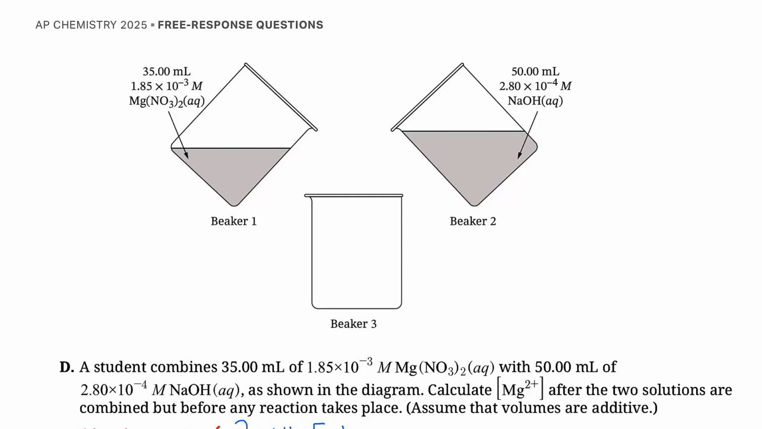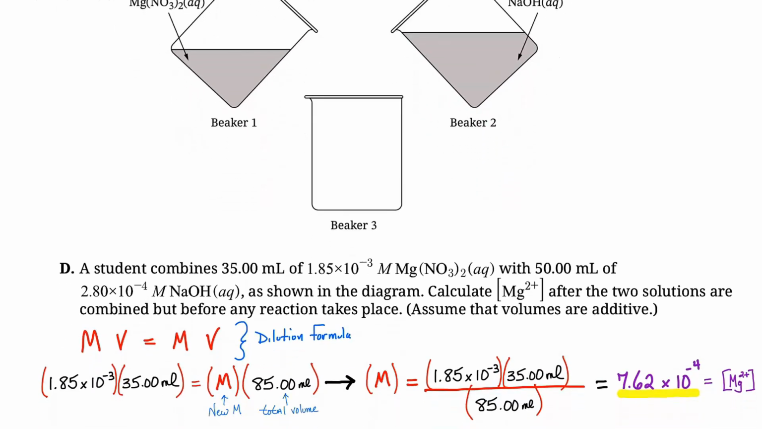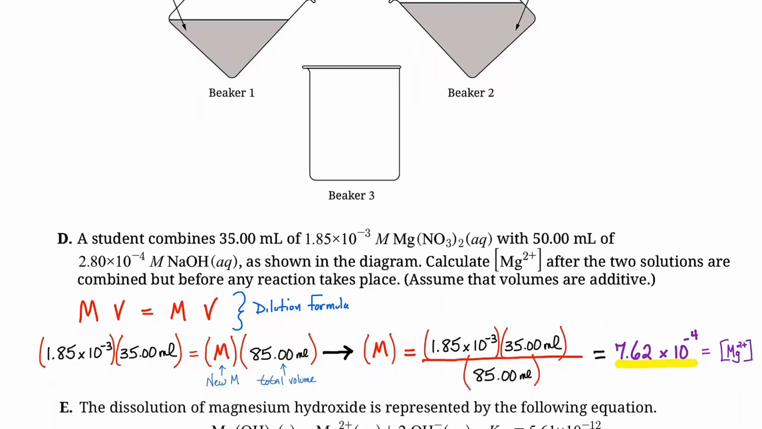So D is showing us pouring these solutions together into one beaker. And in this question, we're combining these two solutions. And what they want you to do is calculate the concentration of the magnesium. Brackets means the molarity after the two solutions are combined. If you sniff this one out, this is the dilution formula.